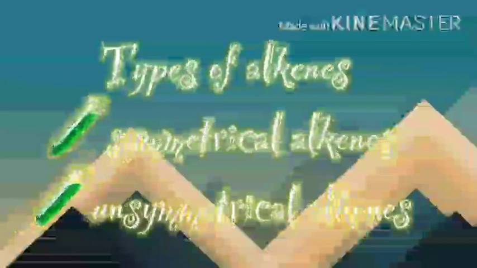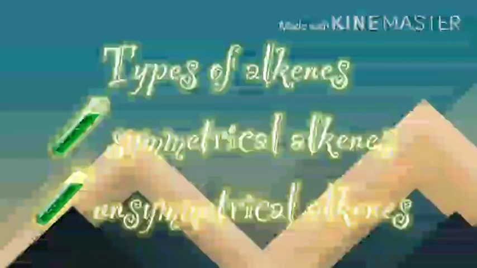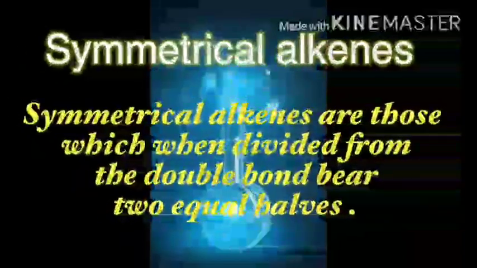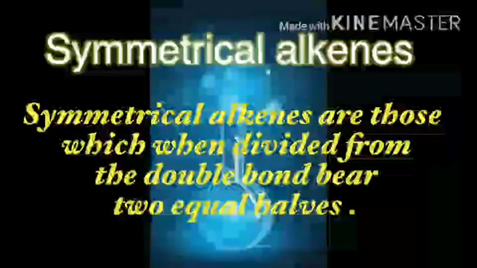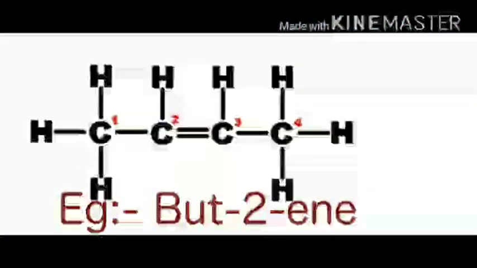There are two types of alkenes, symmetrical alkenes and unsymmetrical alkenes. Symmetrical alkenes are those which, when divided from the double bond, bear two equal halves. For example, butene is a symmetrical alkene. How? Let us see. Now, this is the formula for butene. If we divide it from the center, that is from the double bond, we will get C2H4 on both the sides of the double bond. So, it is a symmetrical alkene.